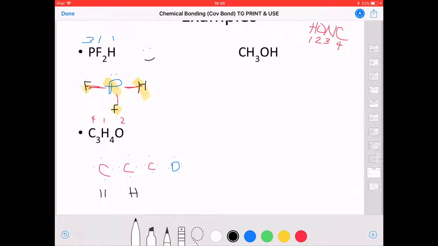I'm going to put them here. You can put them wherever you want. We can always move them if needed. And then, of course, hydrogen only has the 1 valence electron that you're going to draw on each of those. Then you can go ahead and actually connect your dots.